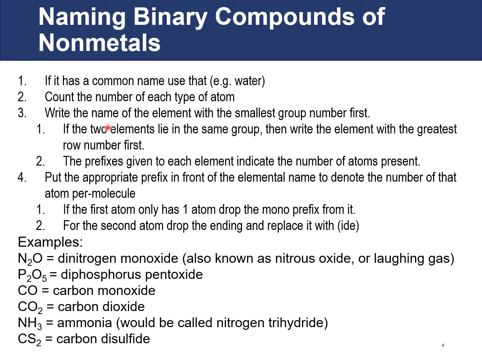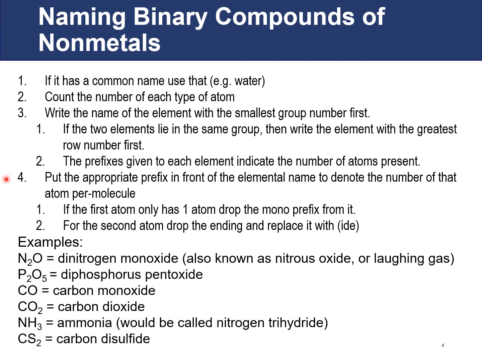You write the name of the element with the smallest group number first, so that which is most left on the periodic table comes first. If two elements lie in the same group, then you will write the element with the greatest row number first, so that would be the one that is below. The prefix given to each element will indicate the number of atoms that are present.